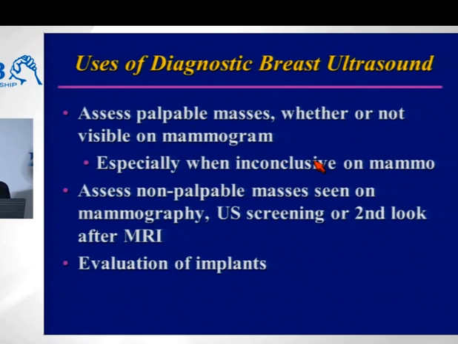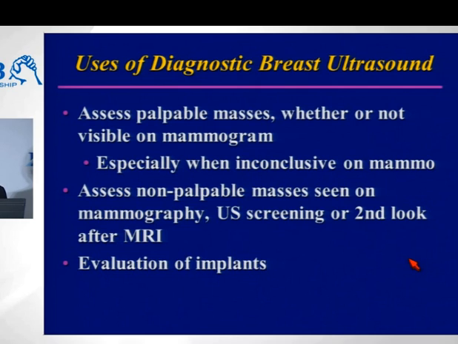So we know that ultrasound is the go-to tool for assessing palpable masses, whether or not they're visible on a mammogram, but especially when they're inconclusive on a mammogram. If you have a mass on the mammogram that is a hyalinized fibroadenoma or even a typical cancer, you don't need a diagnostic ultrasound to help you make your diagnosis. You might want to do an ultrasound to biopsy that cancer, but you don't need it then. The ultrasound really kicks in when the mammogram is inconclusive.